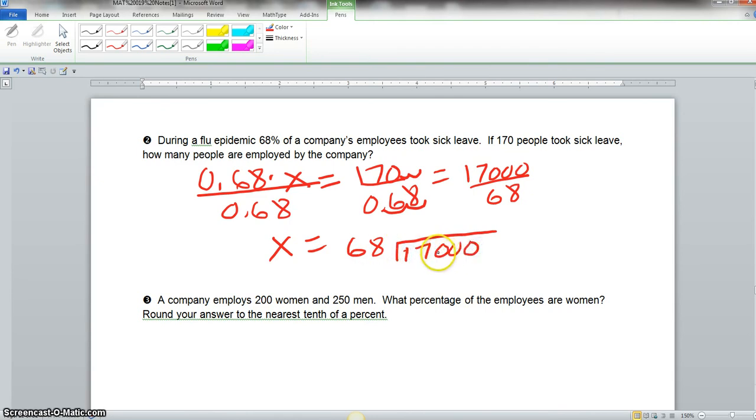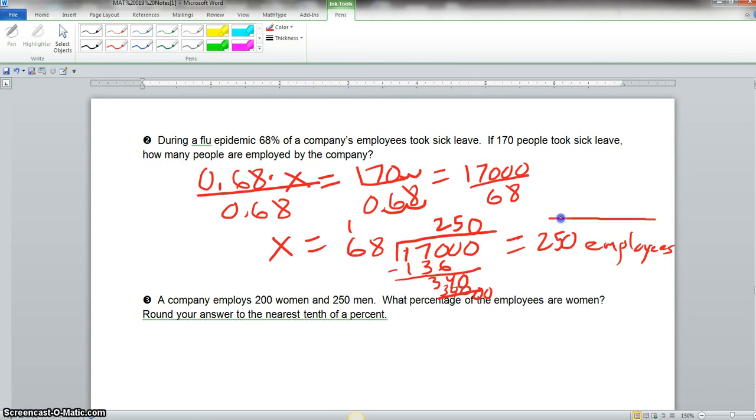68 goes into 170 twice. 2 times 8 is 16, carry our 1. 2 times 6 is 12, plus 1 is 13. 170 minus 136 is 34. We'll bring down our 0. 68 goes into 340 5 times. 5 times 68 is 340. So let me write this over here. That would give us 0. 68 goes into 0 times. So our final answer here is 250 employees. And that is our final answer.